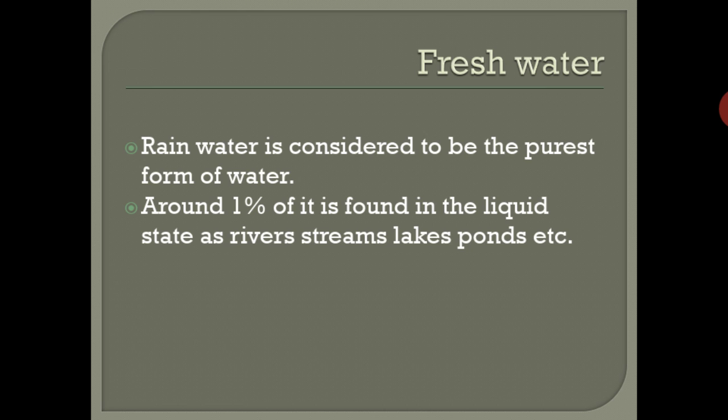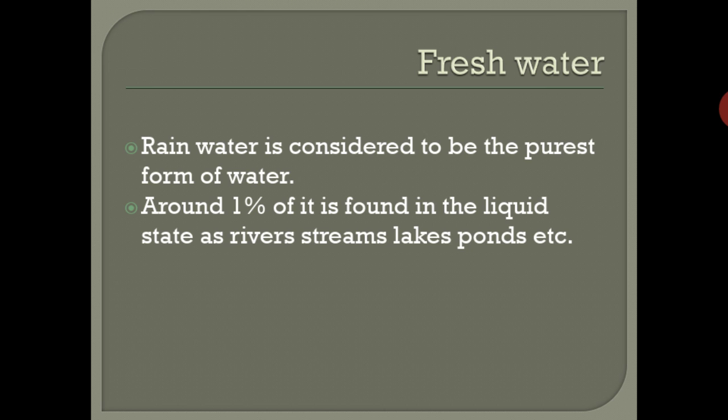Water resources of the earth can be broadly divided into fresh water and salt water. First, fresh water. Rainwater is considered to be the purest form of water. You can check it with the water available in your home. Use that water for washing clothes and see the result. Then another day, when you get rain, use the rainwater to wash your clothes. Compared to these two, the rainwater will give you a good result.